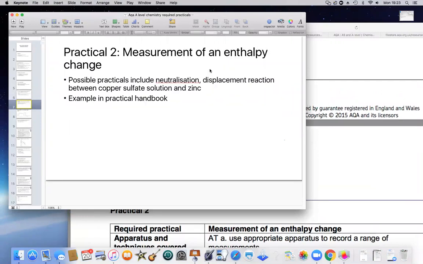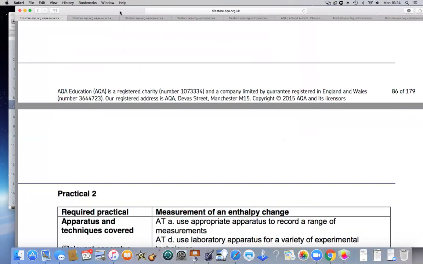So we've had a look at that. Measurement of an enthalpy change. I imagine you've done a few of these. There are lots that you can do. You can do neutralization of acid and alkali. That usually has an energy change associated with it. Displacement reactions between copper sulfate solution and zinc are also quite popular. You can do the burning of an alcohol to heat water, but as I'm sure you will know, if you've done this, you get terrible heat losses and the results are not terribly reliable, so it doesn't work as well as you might like. Now, there is a really good example in the practical handbook, so let's have a look at it.